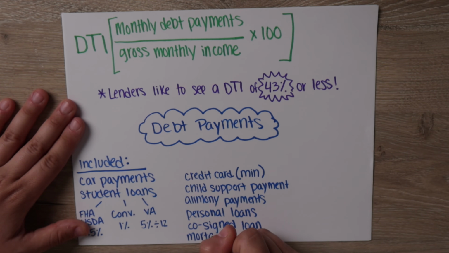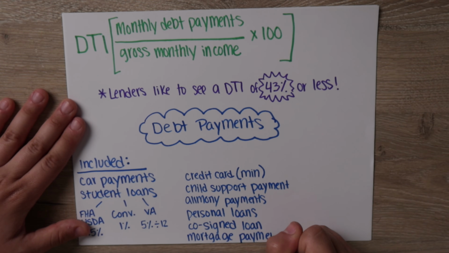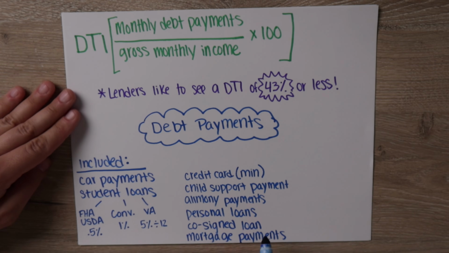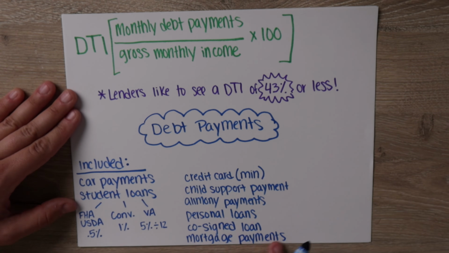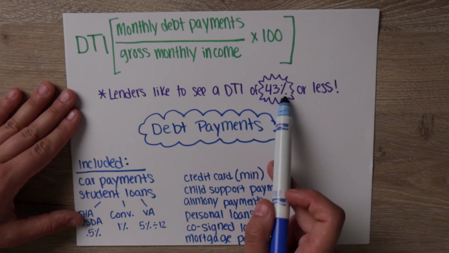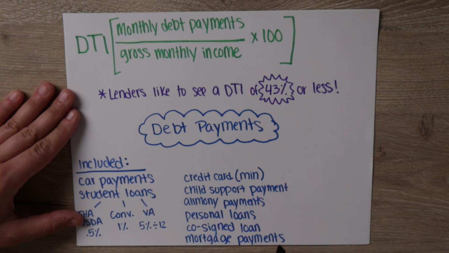This goes for any property that you currently own that you will not be selling in order to buy the next house. This also goes for your future home that you will be purchasing. Remember, I said that lenders like to see a debt to income of 43% or less. They want that 43% to include your potential payment for your house.